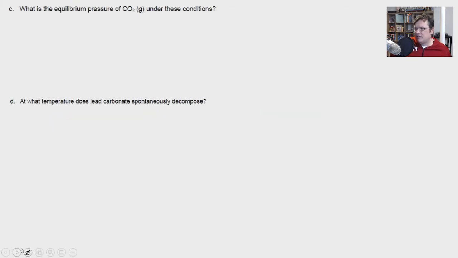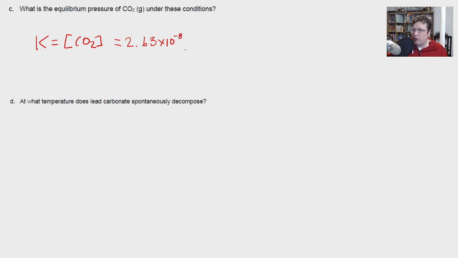And because it's a product, it's going to be in the numerator. So essentially, K is just simply going to be equal to the concentration of CO2. That's going to be our equilibrium expression right there. We know what K is, we just calculated that. That's 2.63 times 10 to the negative 8th.